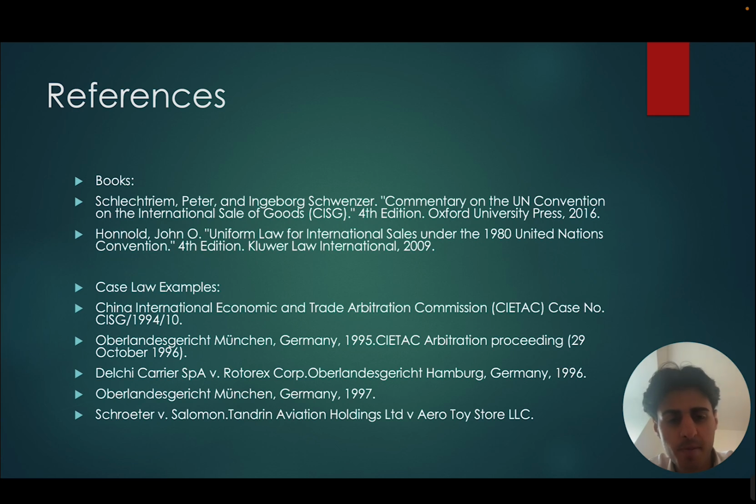Regarding avoidance of contract, Schlechtriem and Schwenzer note its importance in protecting against significant breaches, while Honold underscores that it is reserved for substantial failures. For the reduction of price, Schlechtriem and Schwenzer stress its fairness in adjusting the contract price, and Honold finds it practical for minor breaches specifically. On damages, both scholarly commentaries mentioned here emphasize foreseeability and fairness with clear guidelines for calculating damages and the duty to mitigate losses. So that has been my presentation.